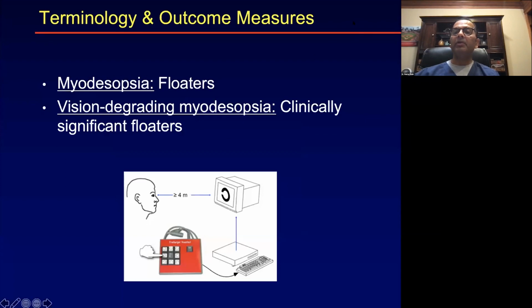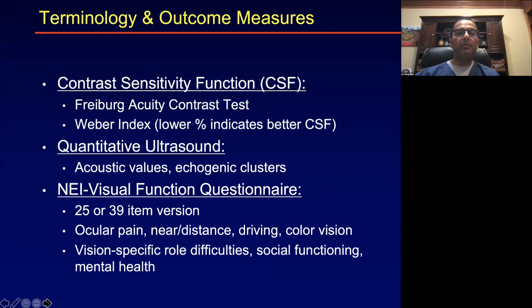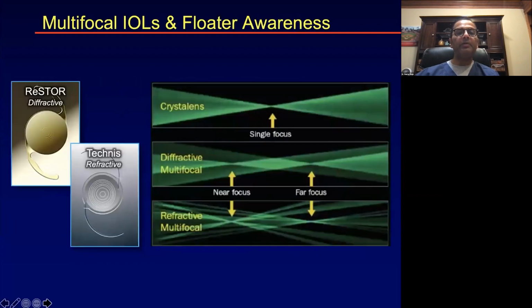So you have to make sure that the terminology is important. You can also look at contrast sensitivity function, quantitative ultrasound, or the visual function questionnaire. We don't typically use this, but we probably should. A functional questionnaire is quite important for these patients.